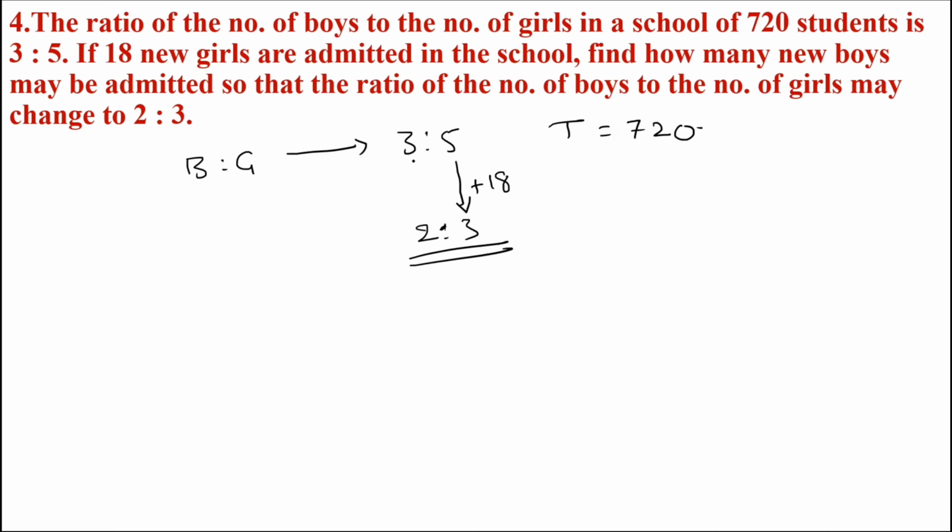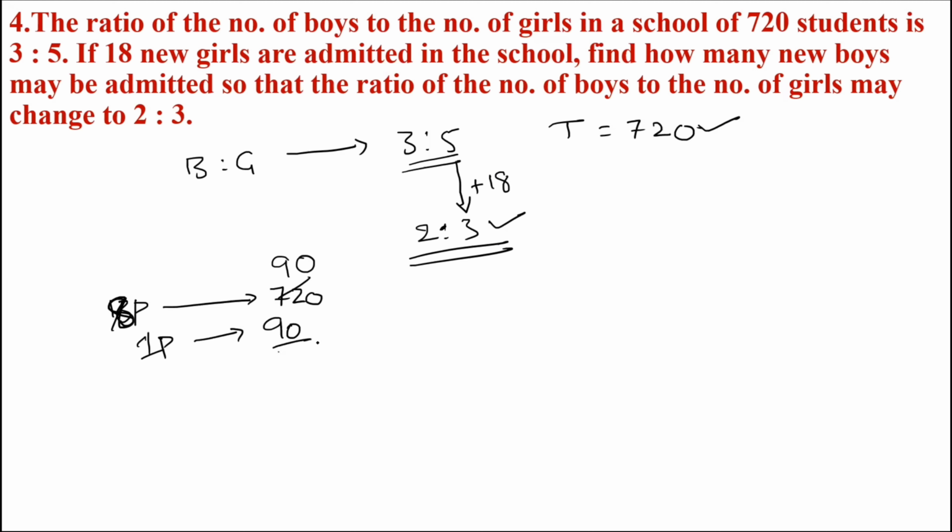So for this, first, what is the sum? 3 plus 5, 8 parts is equal to 720. Then 8 how many times gives 720? 90. So 1 part is equal to 90. Then boys will be 3 parts, which is 270, and girls will be 5 parts, which is 450.